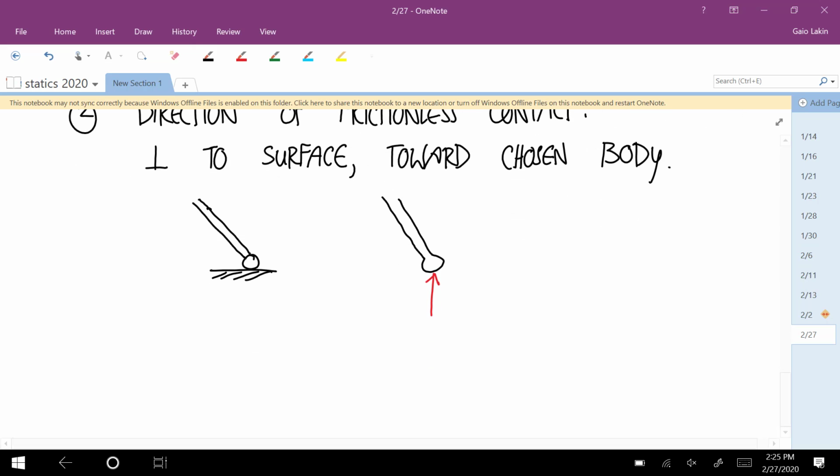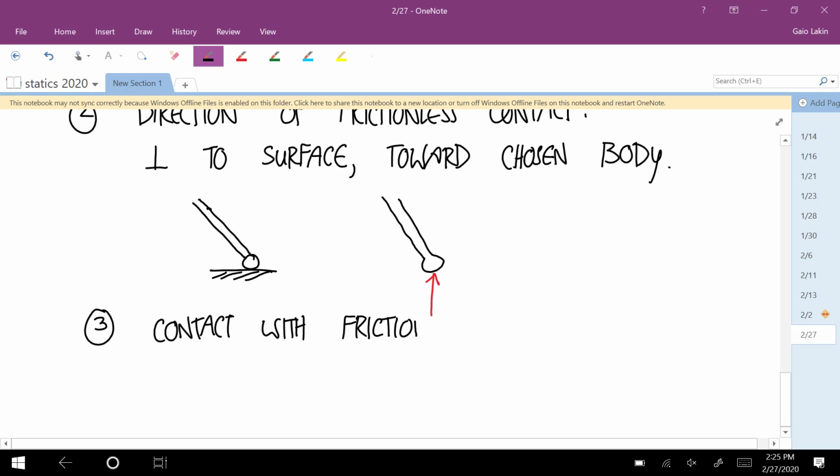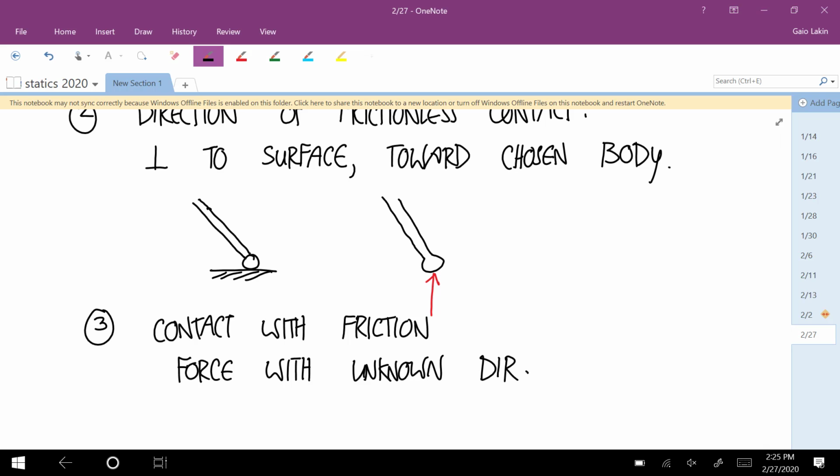And then the last one was for contact with friction. That's a force with an unknown direction. Or you could say an unknown force vector, or you could just draw a picture with an unknown force vector. But that's the way those three work. Any other questions? Okay.